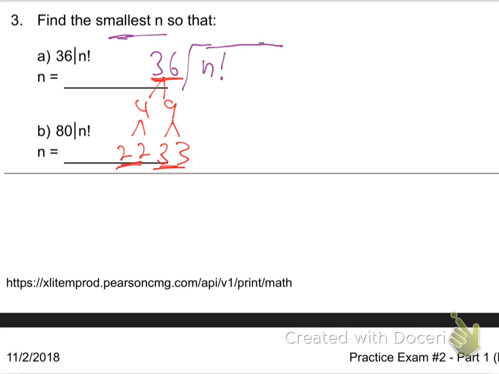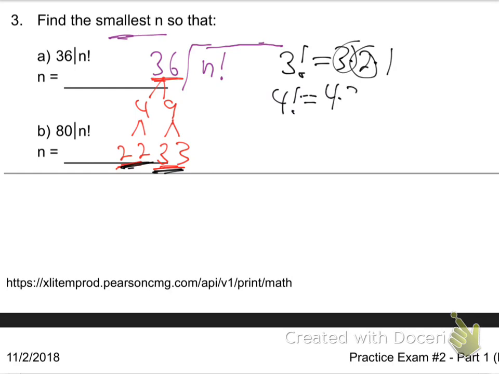Let me start at like 3 factorial. It's got to be bigger than that, but let me just start there. 3 times 2 times 1. Would that have 2 2s and 2 3s? It's got 1 2 and 1 3. No, it doesn't have 2 2s and 2 3s. Let's go up the line. How about 4 factorial, which would be 4 times 3 times 2 times 1. Does it have 2 2s and 2 3s?